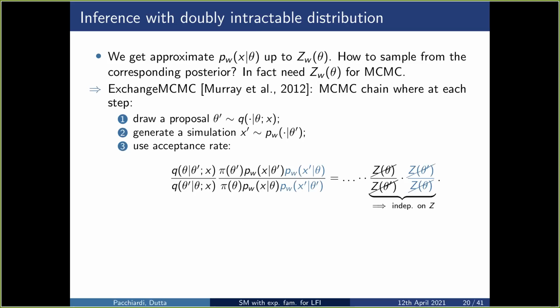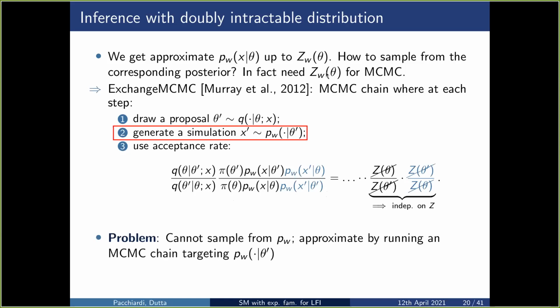The main idea there is that you construct an MCMC chain where at each step you draw a proposal theta star, then you generate a simulation X dash using the theta star, and then use an acceptance rate, like in Metropolis settings, if you're familiar with that. There are theoretical guarantees for these. But if you notice carefully from these last two terms, this Z(theta dash) cancels out. So to compute this acceptance rate, we do not need Z. It does not depend on the Z. So that solves the problem we were stuck with.